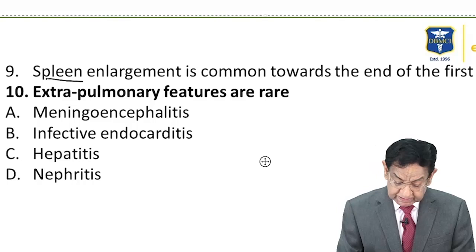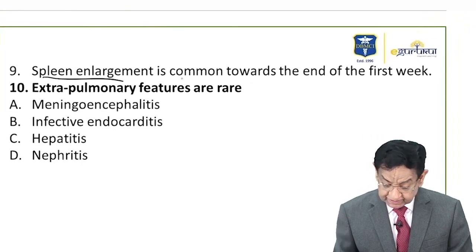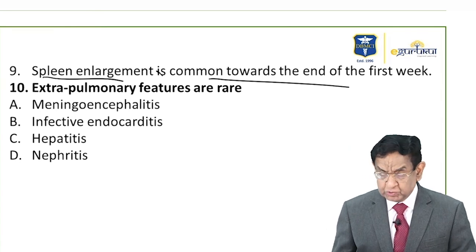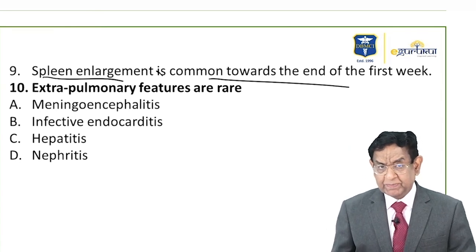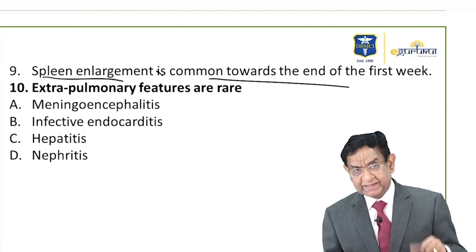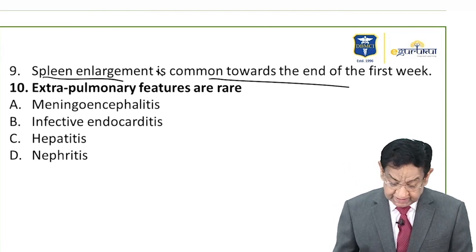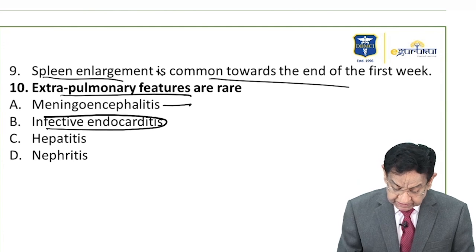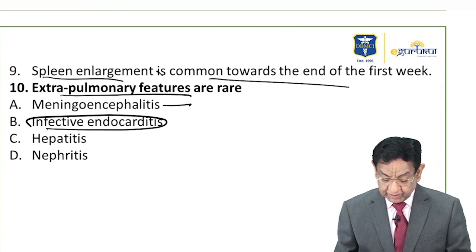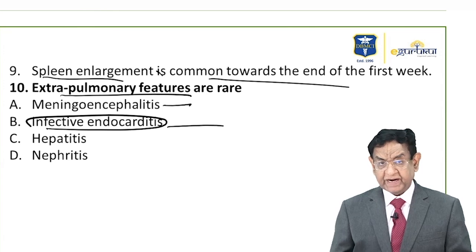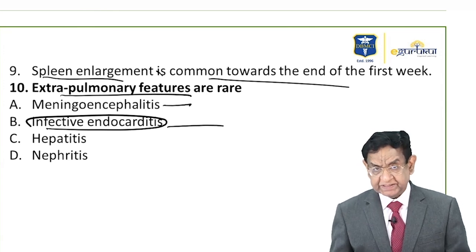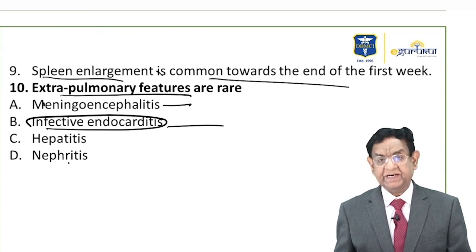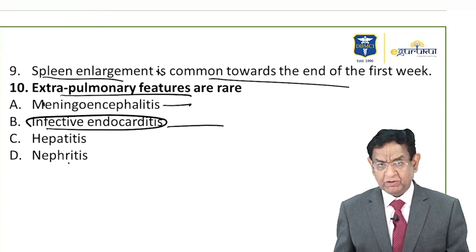Spleen enlargement is common at the end of the first week. Well, splenomegaly is again not a common feature in usual interstitial pneumonia. Splenomegaly occurs in typhoid, and it is occurring here also. Extrapulmonary manifestations include meningoencephalitis, endocarditis, hepatitis, nephritis. Well, this is something unique which we did not find in any other type of interstitial pneumonia so far. Anyway, meningoencephalitis can occur in mycoplasma pneumonia also.